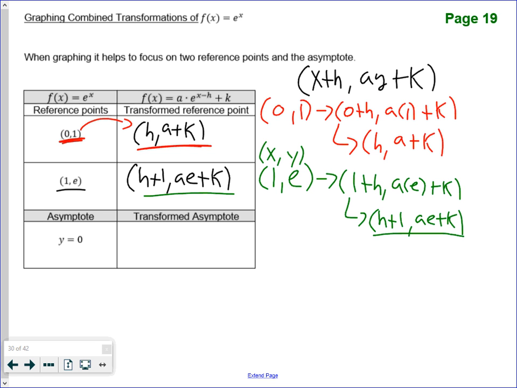It can help if you do, but if there's a lot of formulas to memorize, forget about it. Memorize the transformation rule and know how to get them by plugging your reference points into the transformation rule. For our asymptotes, y equals 0 is the asymptote of our parent function. And just like with every other exponential function, our transformed asymptote will always be y equals k.